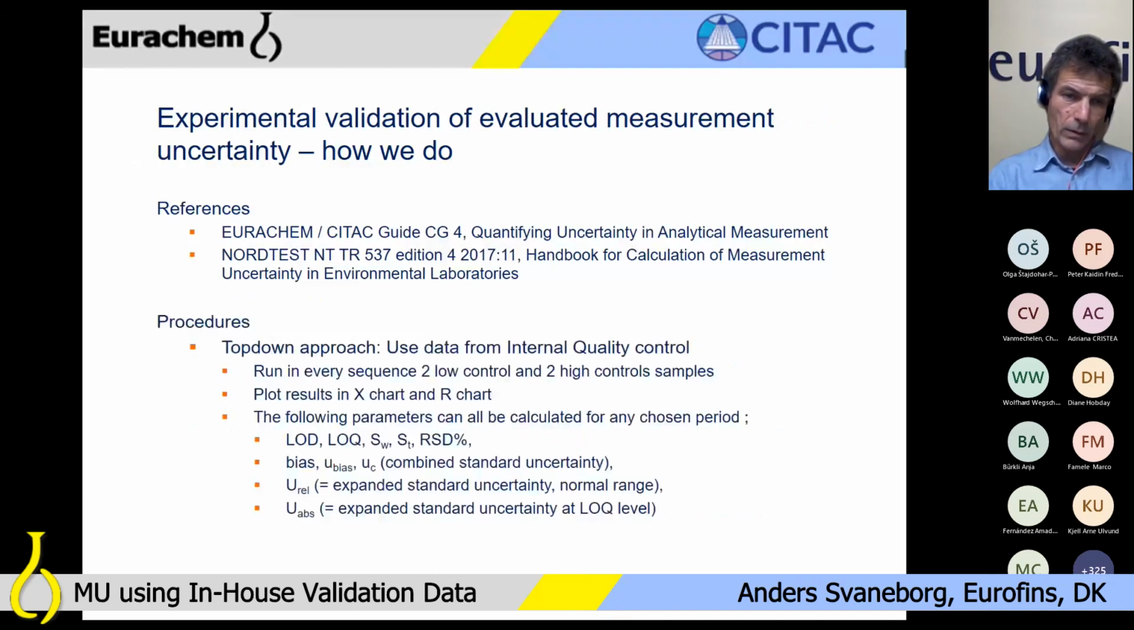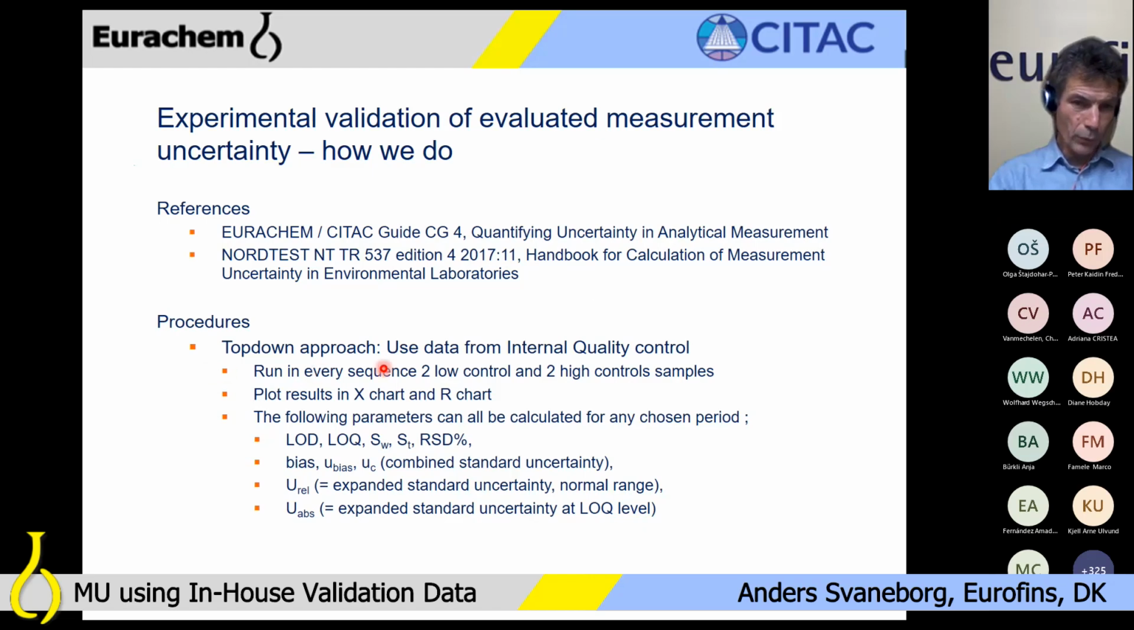So, the experimental validation of the evaluated measurement uncertainty. So after method validation, a method will typically go into daily use, and we follow this method with control samples. First, we'll talk about the references. We have the Eurachem guide here, Quantifying Uncertainty in Analytical Measurement, and specifically the Nordtest TR537. I think many of you are already familiar with this guide, as it has been mentioned several times already in this webinar. So this is the basis for our calculations.